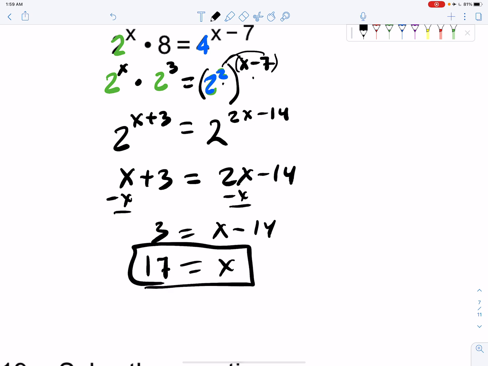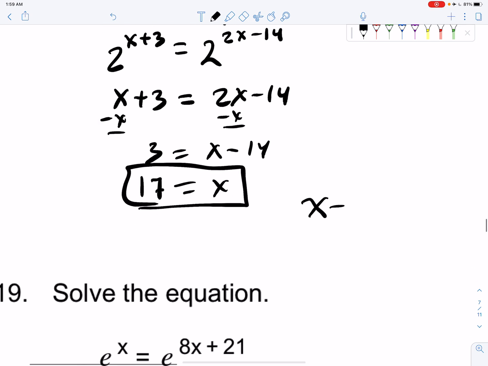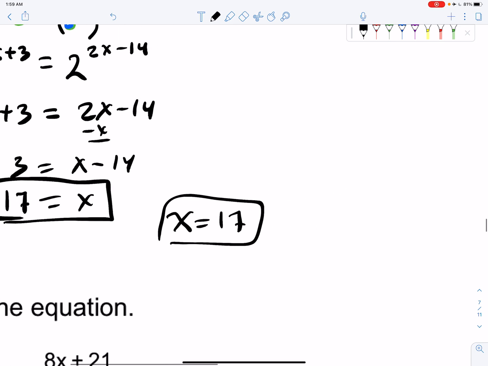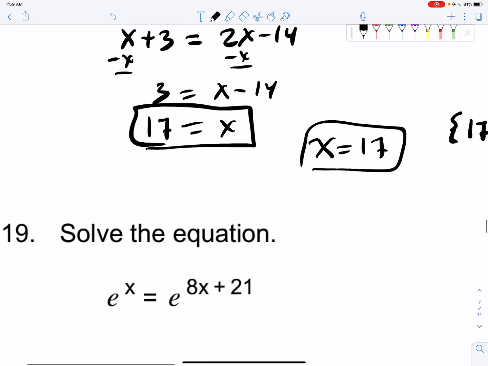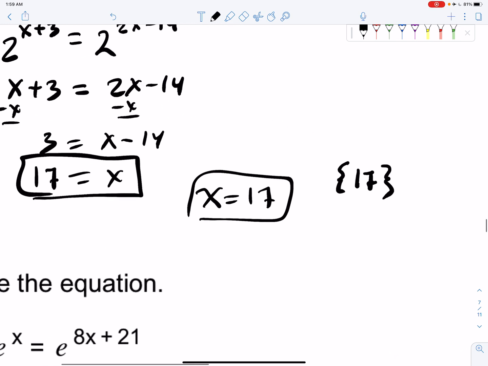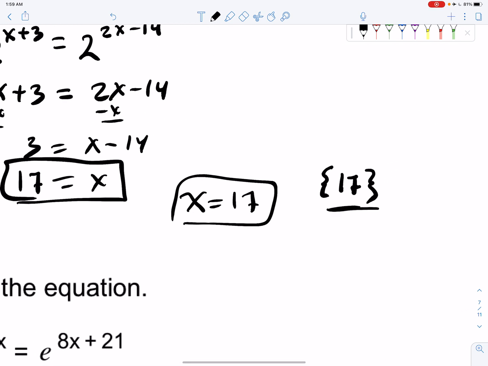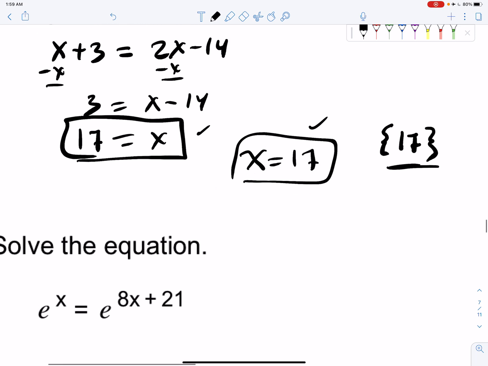x equals 17. You can write it that way, x equals 17. Now, I believe that MyMathLab likes to write it using braces, which is more like set builder notation, but it's just individual numbers. Anyways, if they want that, you've got to do it that way, right? But of course, this way is how we often do it as well.